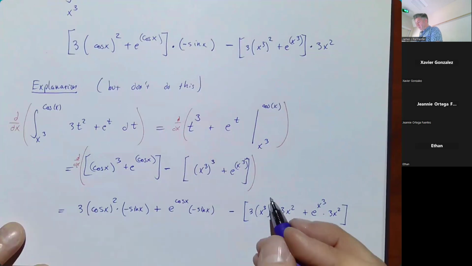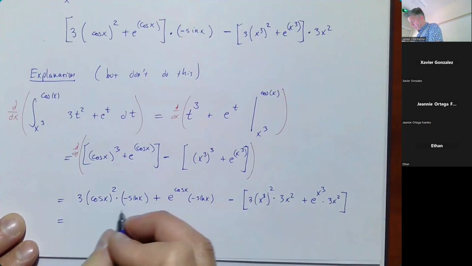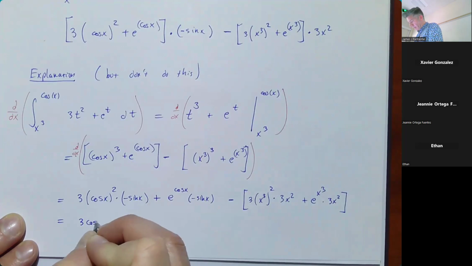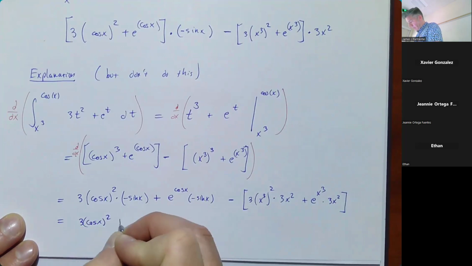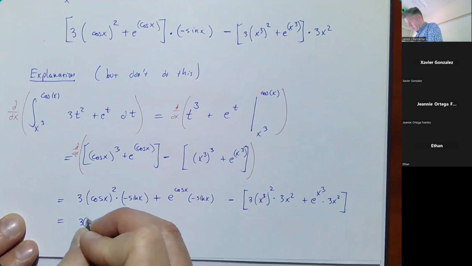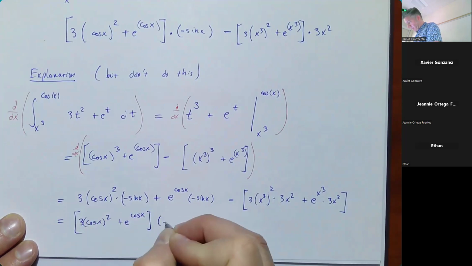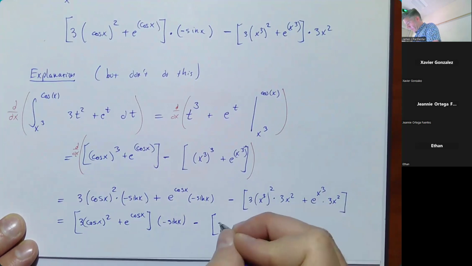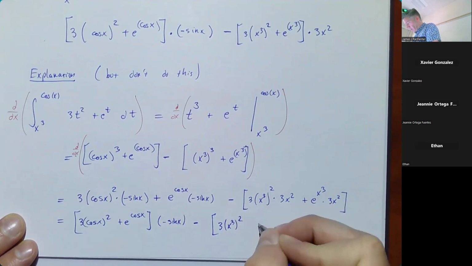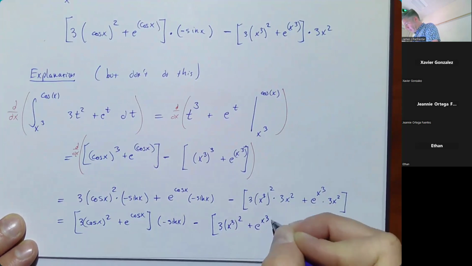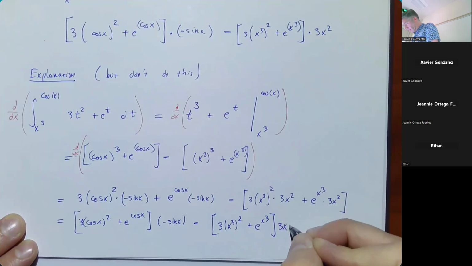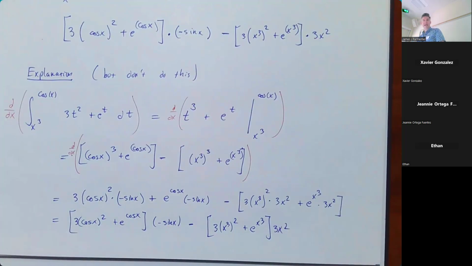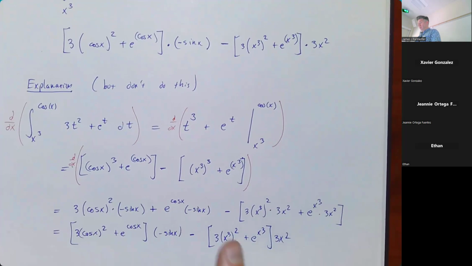And then if we do some factoring, we can rewrite this as 3 cosine of x squared plus e to the cosine of x all times negative sine x minus 3 times x cubed squared plus e to the x cubed all times 3x squared. Which is exactly the same thing we got doing it the short way.